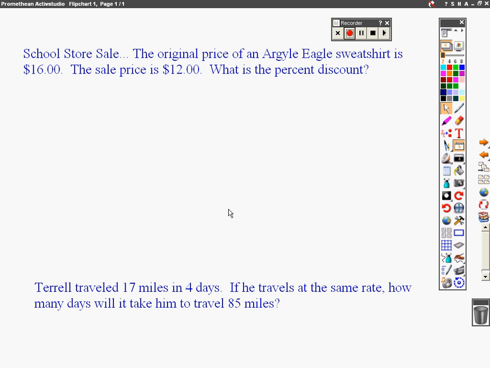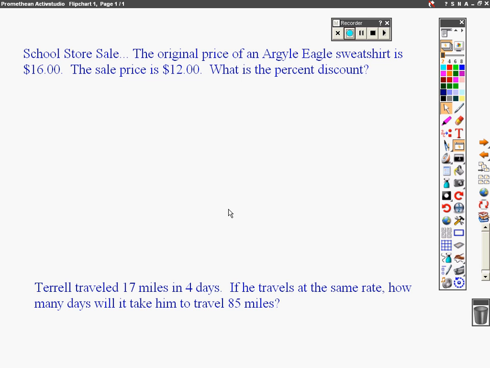Okay, we've been working on proportions in class, and I want to show you a couple of strategies to solve word problem proportions. All right, so the first problem is school store sale. The original price of an Argyle Eagle sweatshirt is $16. The sale price is $12. What is the percent discount?